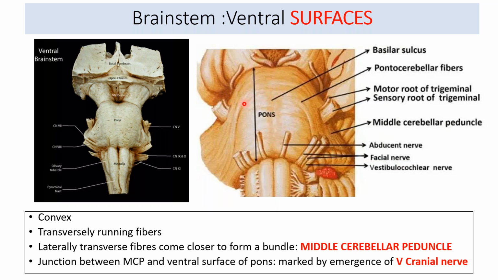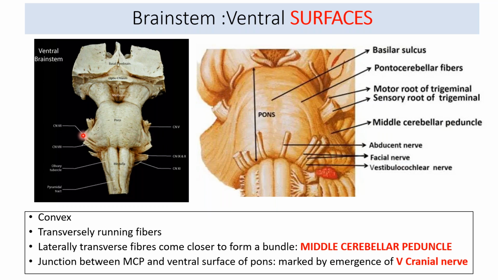Then appreciate one more structure: the transversely running fibers of the pons can be visualized over here grossly as well. Can you see over here? There are some transversely running fibers going laterally, and together all these transverse fibers create a bundle, which is then continuous with the middle cerebellar peduncle. This is the area of the middle cerebellar peduncle, through which it will be in communication with the cerebellum.